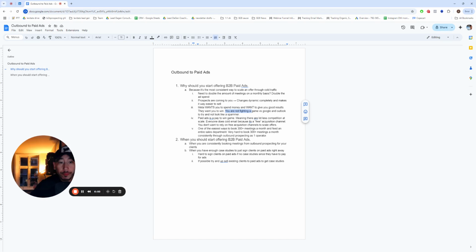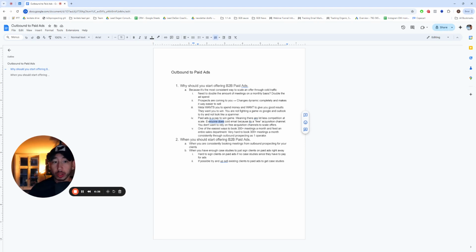So the fourth thing is that paid ads is a pay to win game. It is what it is, but that just means that there is a lot less competition at scale. Now, are there a lot of people that do paid ads? Yes, but not at scale, because most people do it and it doesn't work, and they stop doing it. A lot of people try paid ads, but not a lot of them end up being very profitable, because most people have no idea what they are doing. So when it's a pay to win game, there's just a lot less competition at scale.